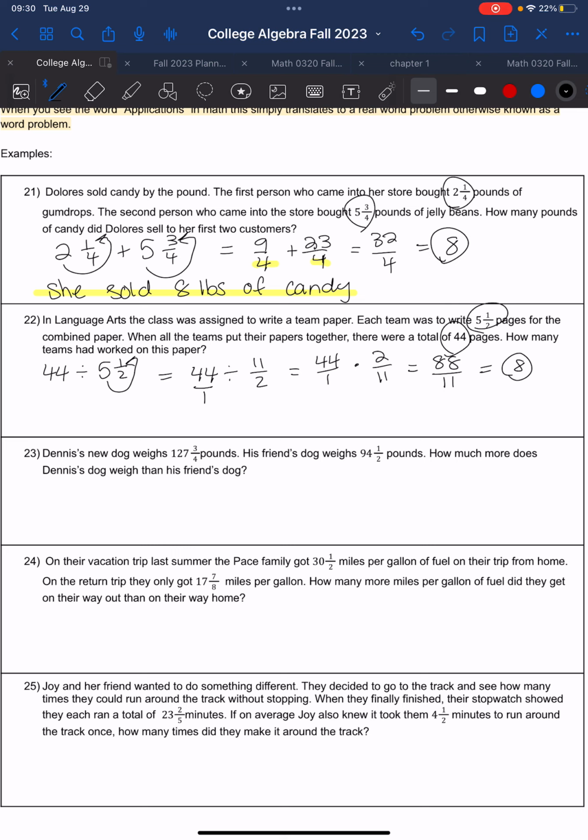So remember, even though that is my numerical answer, I still need to write a sentence to solve this word problem. So the question was, how many teams had worked on this paper? 8 teams worked on this paper. This is my answer.